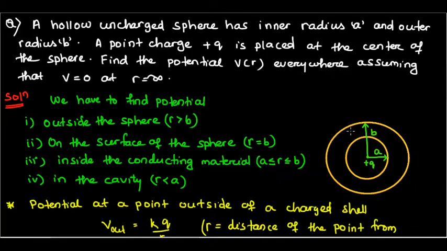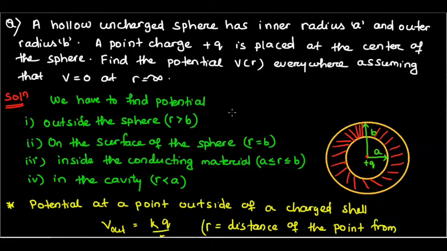So it is given that we have a hollow uncharged sphere whose inner radius is A and the outer radius is B. Hollow uncharged sphere means this region is not empty, rather we have some material in this region. We have a metallic material in this region, and the inner radius is A, the outer radius is B. And we have placed a positive point charge plus Q at the center of the sphere. Now we have to find the potential everywhere assuming that V is equal to 0 at r equal to infinity.